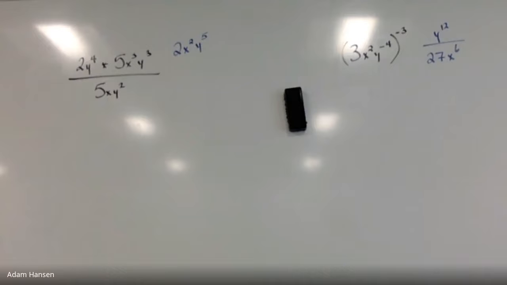Let's keep simplifying. Let's write down what we got so far. We've got 2 times 5 together, and then simply just the x to the third, or 5xy. Divide. What's 10 divided by 5? 2. Good. Now like the second one.